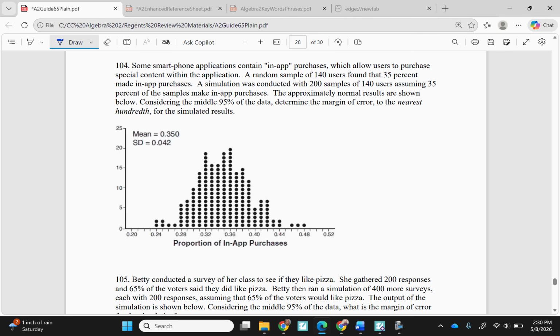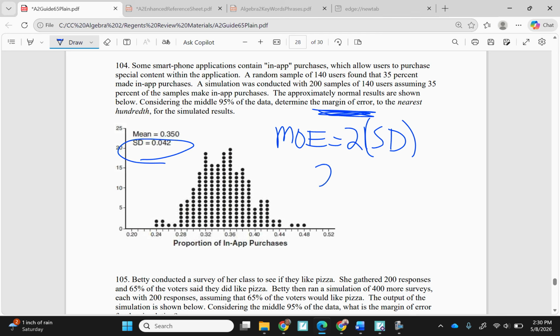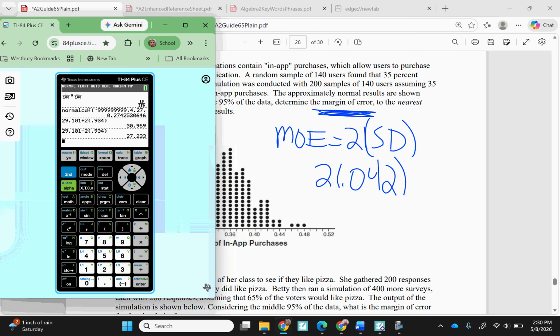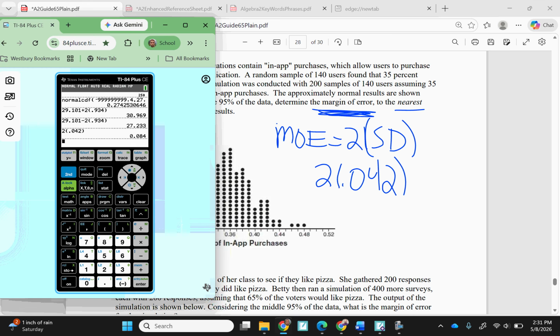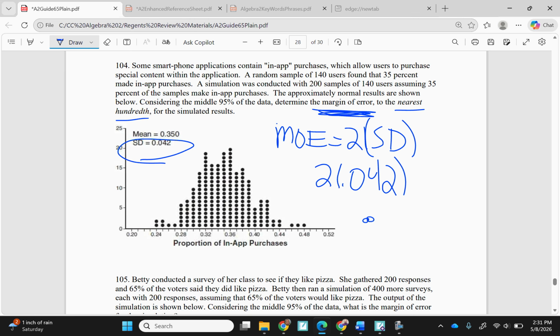Margin of error. Real simple. You need to know that margin of error, or MO, is 2 times the standard deviation. It's a component of the confidence interval. It's basically how far from the mean I can be and still be an expected value. But all you need to know is that the MO, or margin of error, is 2 times the standard deviation. And again, make sure you round and read carefully. 2 times 0.042 to the nearest hundredth is 0.08. That's the answer to the question.